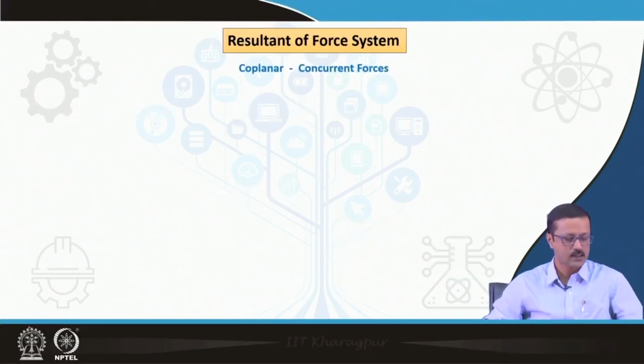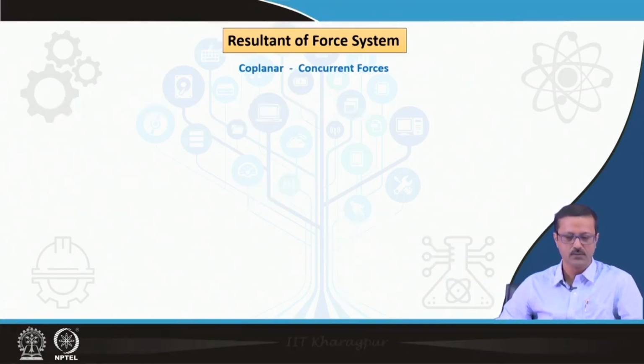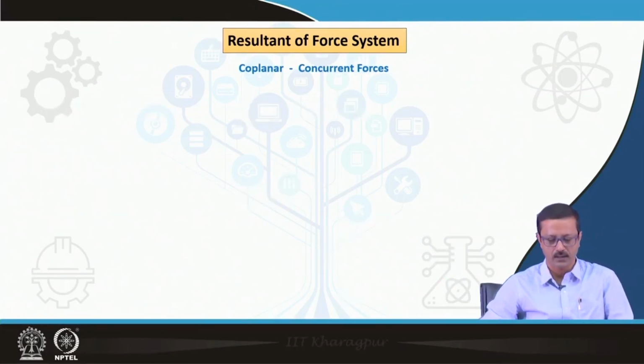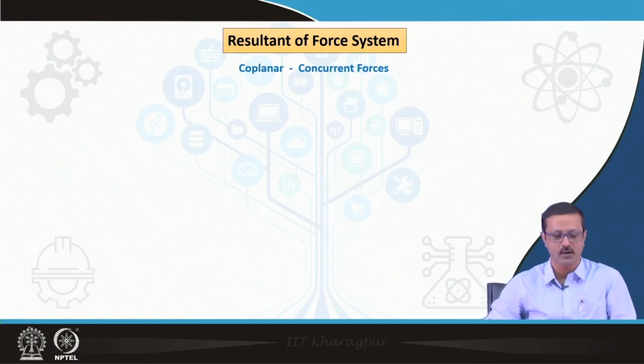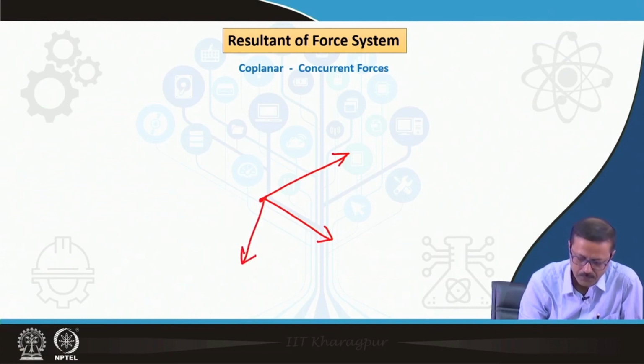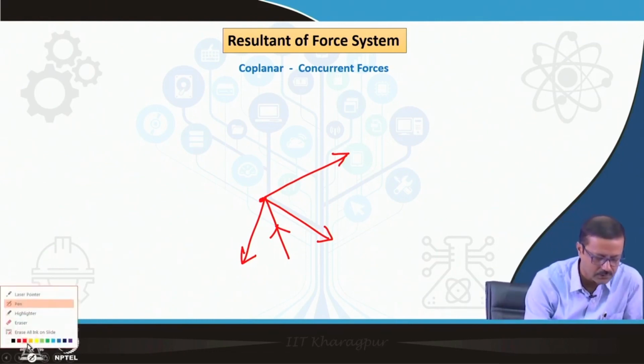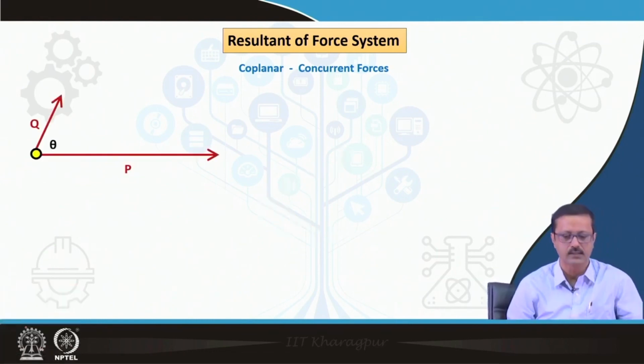So, those are the resultant force computations for the coplanar forces, which you already know. Now, coplanar concurrent forces are forces that act from a certain point in different directions. So, how do we calculate the resultant of those forces?